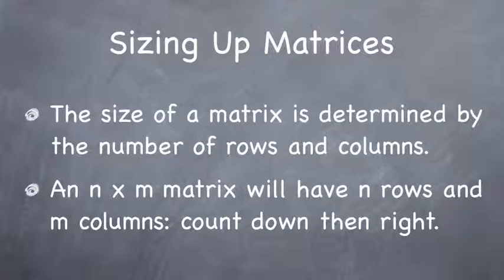In order to talk about multiplying matrices, we need to have a pretty solid grasp on how we look at the size of a matrix. So when we look at the size of a matrix, we need to look at the number of rows and the number of columns that that matrix has. So for example, if we talk about a 4 by 6 matrix, what that means is that this matrix has 4 rows and 6 columns.